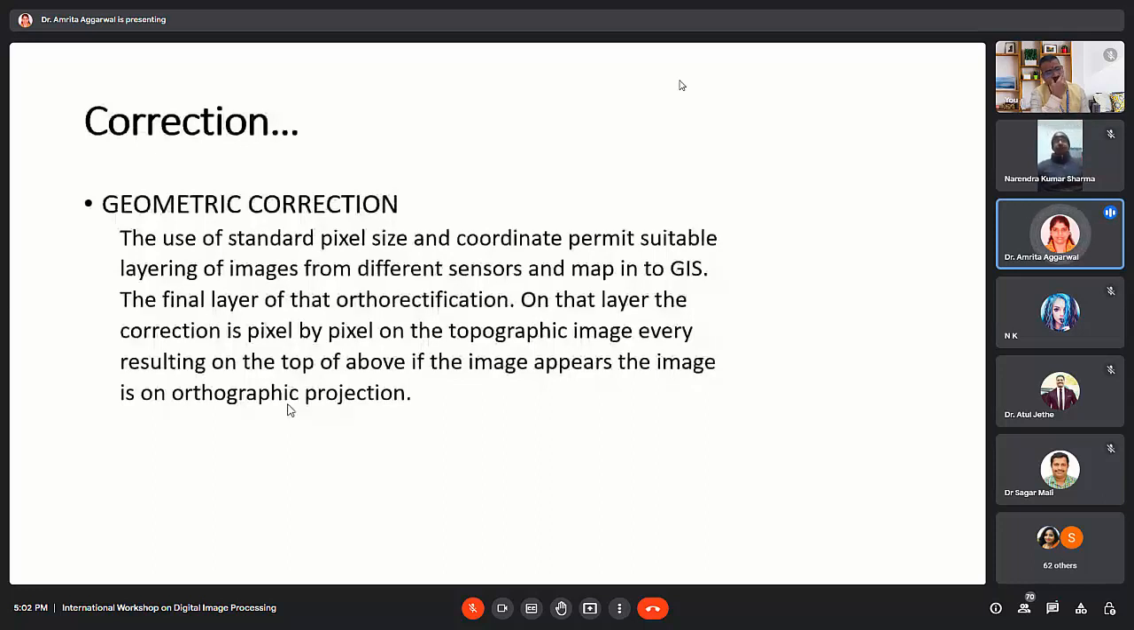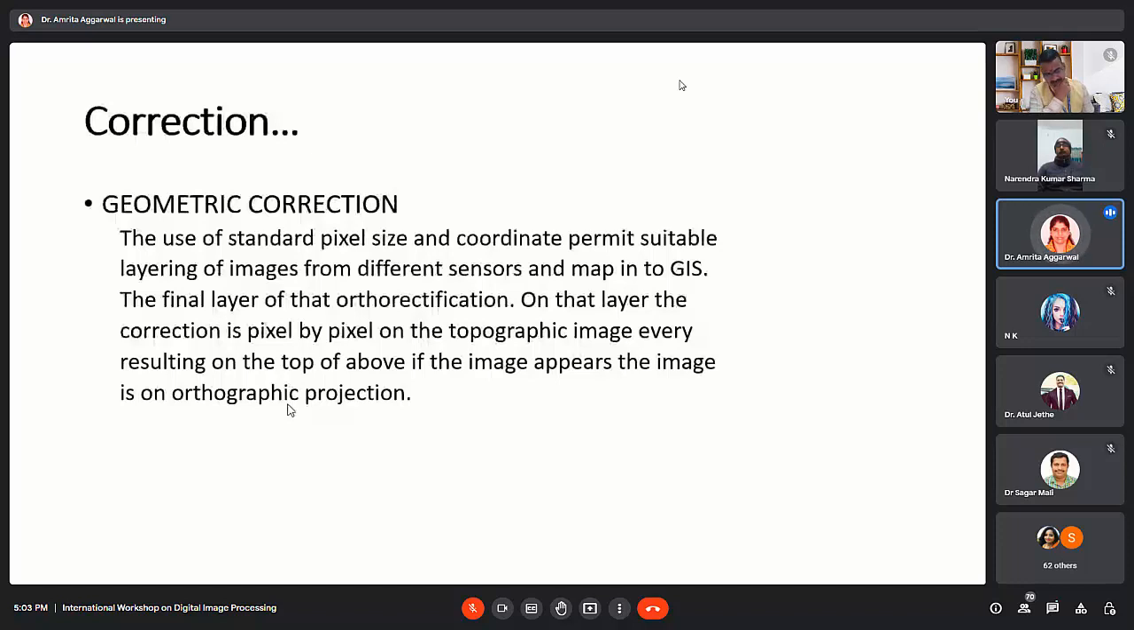But the final output has to merge. So when you want to merge it together, each pixel has to be corrected, each angle has to be corrected in every software at the same level. Because the final layer, we will do the ortho-rectification. That is, we will only rectify. We cannot correct each and everything when we're working with several layers.